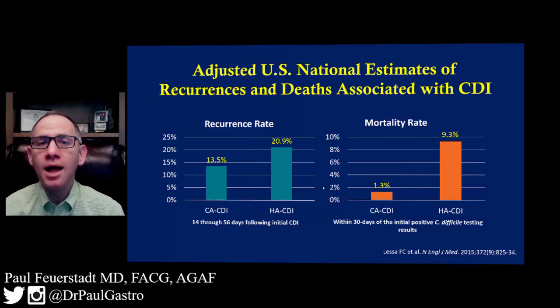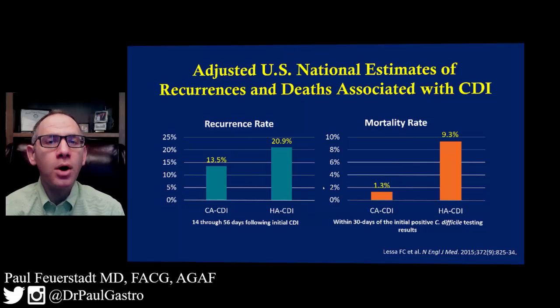Focusing first on healthcare versus community associated, we remind ourselves of a slide that was previously presented in the epidemiology section. This is a study by Lessa et al. that looked at a cohort of patients in the United States and compared those that had community associated infection, defined by the onset of symptoms within the community, or within 72 hours of admission to the hospital without being hospitalized within the prior 12 weeks, versus healthcare associated infection, everybody else.